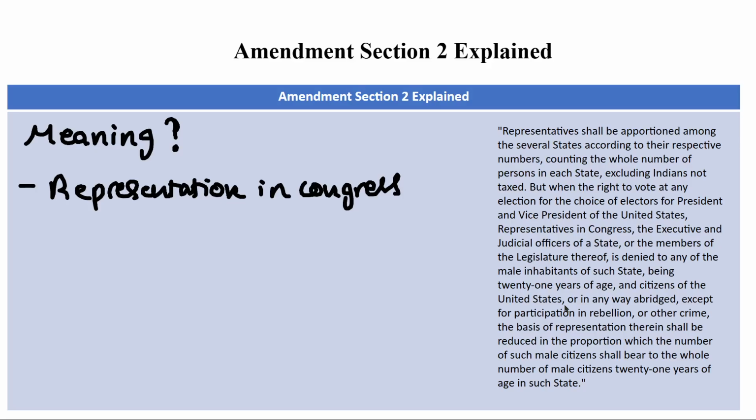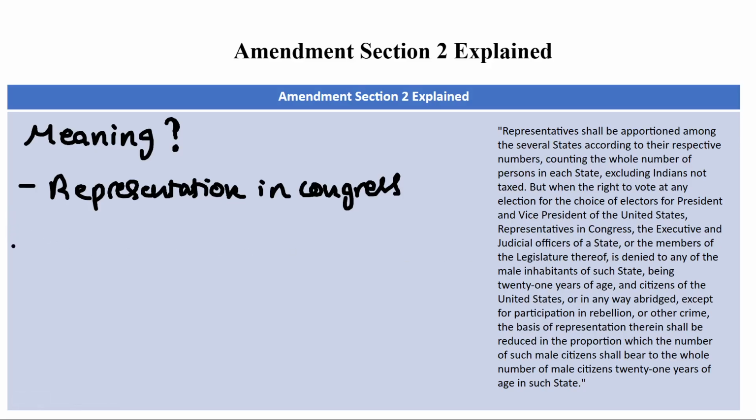population, excluding untaxed Native Americans as they were considered outside U.S. jurisdiction at the time. This replaced the Three-Fifths Compromise, which had previously counted enslaved people as only three-fifths of a person for representation and taxation purposes.